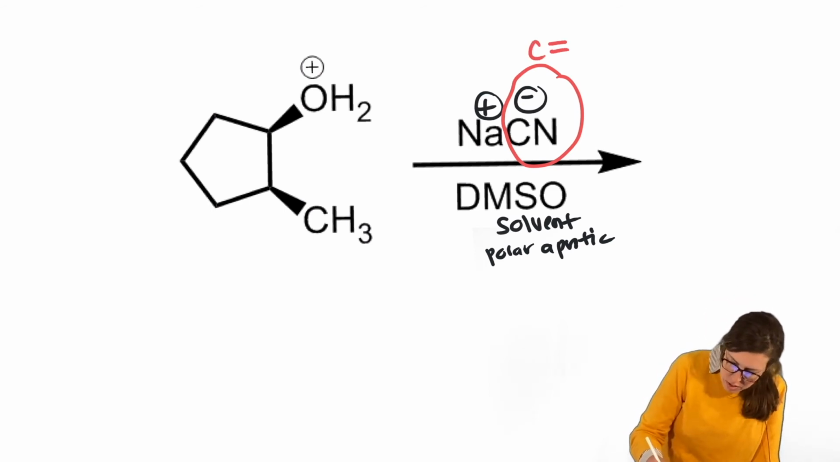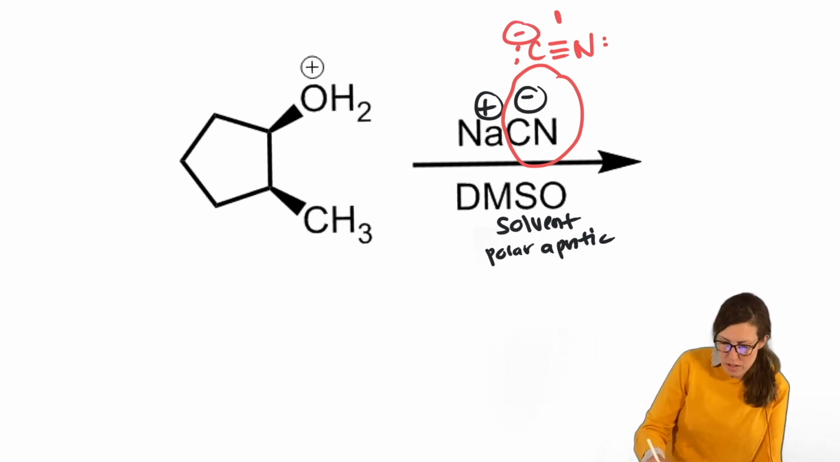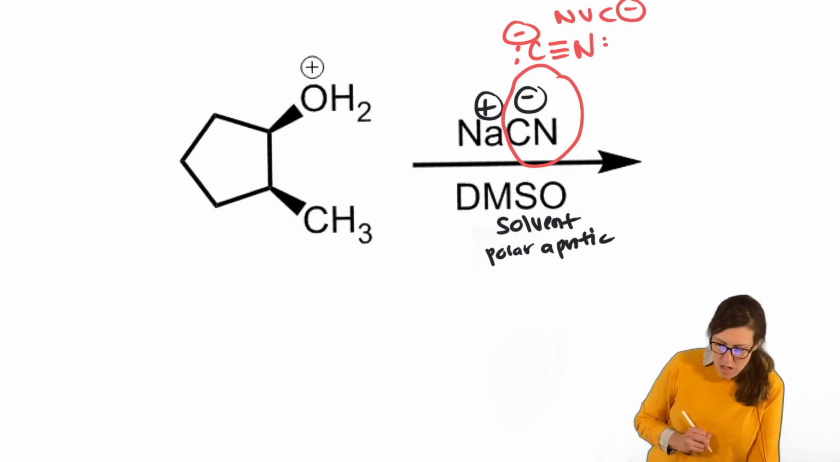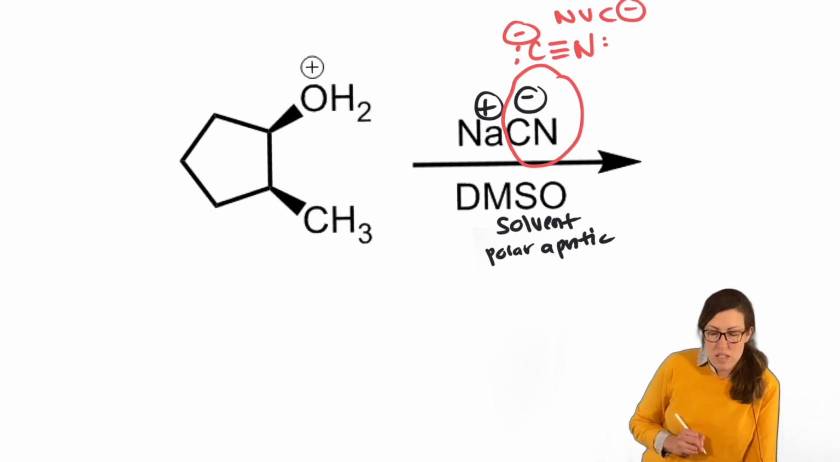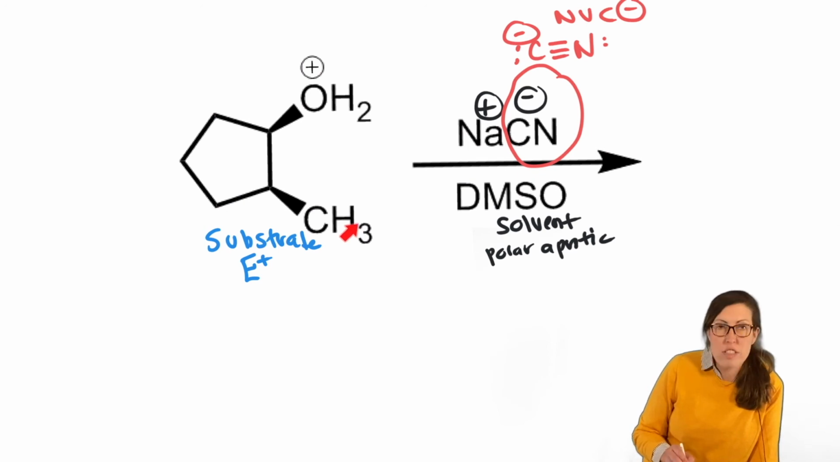We can even draw out the Lewis structure. In fact, I urge you to. Makes it more obvious what's going on. So that's our nuke. Now what? Clearly what's left is our substrate right here. That's our electrophile. Who's our leaving group? Certainly not the methyl. Yes, water, great leaving group.